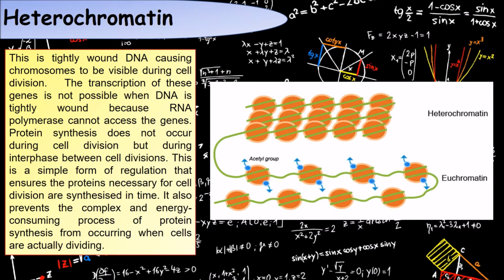The second way that we want to look at of how the physical DNA can be changed is to look at heterochromatin. This is tightly wound DNA causing chromosomes to be visible during cell division. The transcription of these genes is not possible when the DNA is tightly wound because RNA polymerase cannot access the genes. Protein synthesis does not occur during cell division, so it only occurs during interphase between divisions. This is a simple form of regulation that ensures the proteins necessary for cell division are synthesized in time.